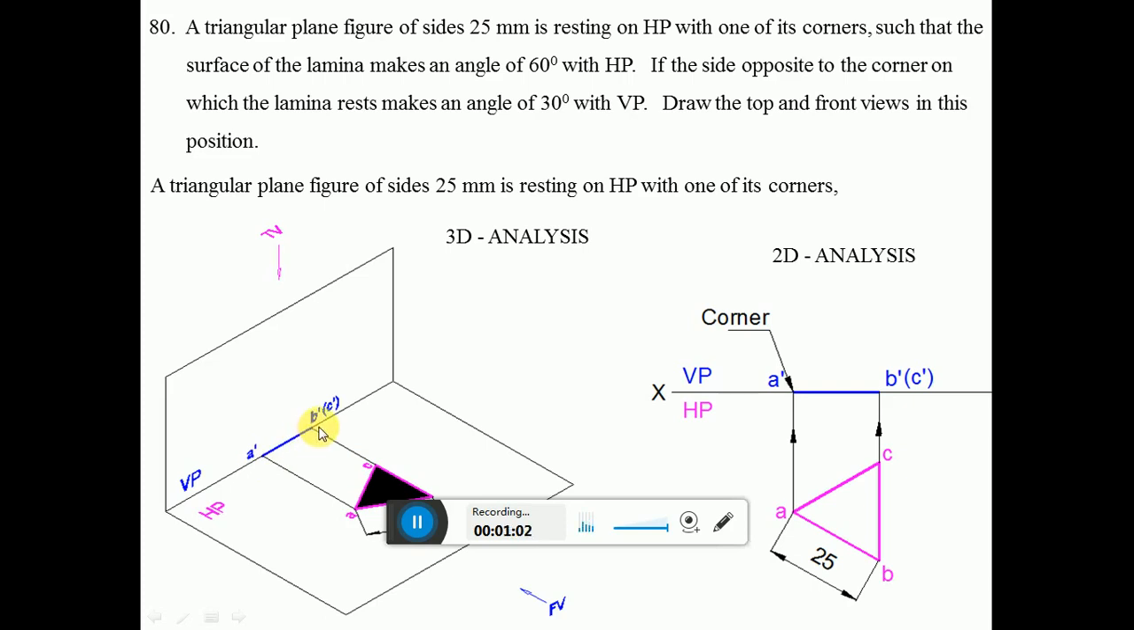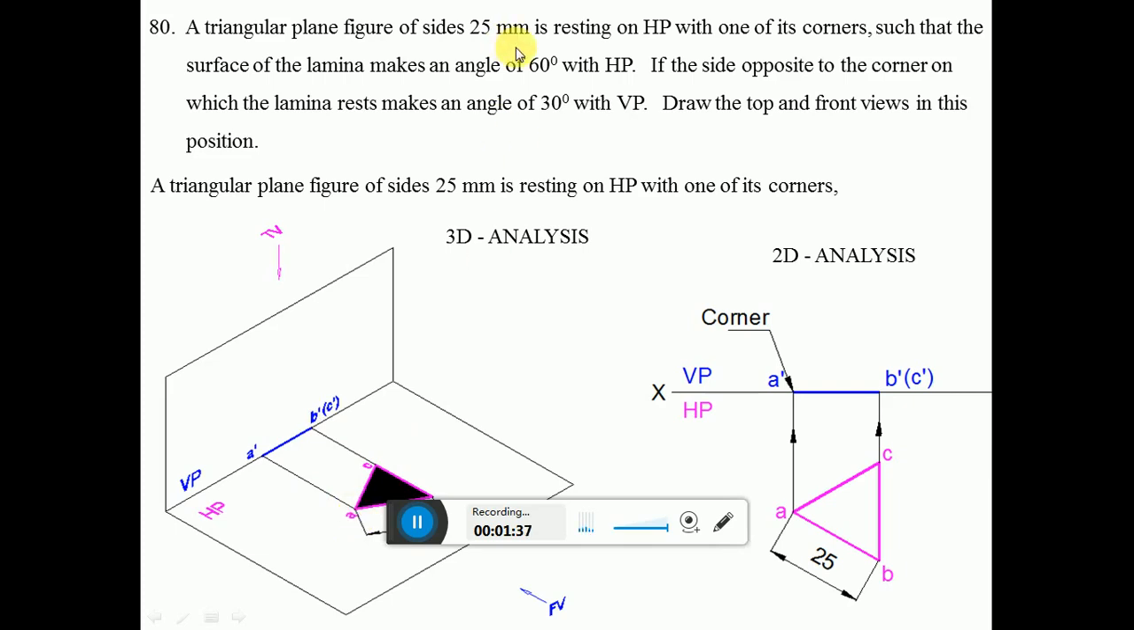Here the edge which is resting on HP has to be perpendicular to VP. You can see that edge is resting on HP. It is perpendicular, and this side is an edge and this side is a corner. So always, in an odd-sided polygon, the side opposite will always be a corner. Whether the side is resting on HP or the corner is resting on HP, in the initial position the edge will always be perpendicular to VP. That is how we should consider the initial position.